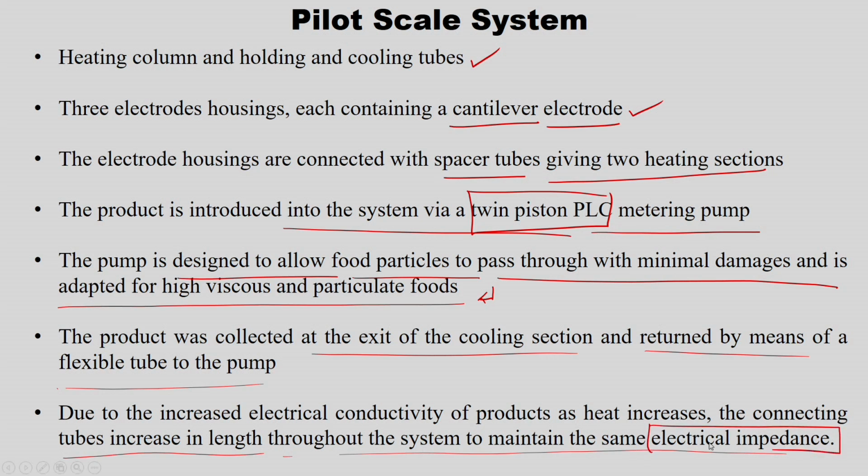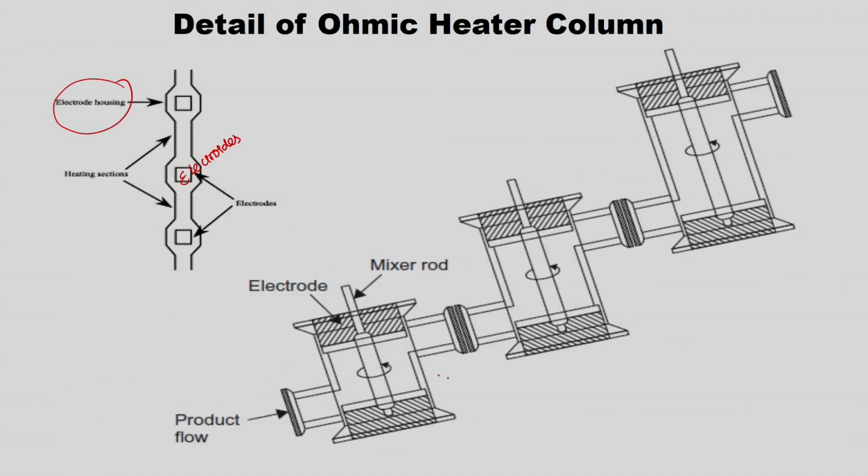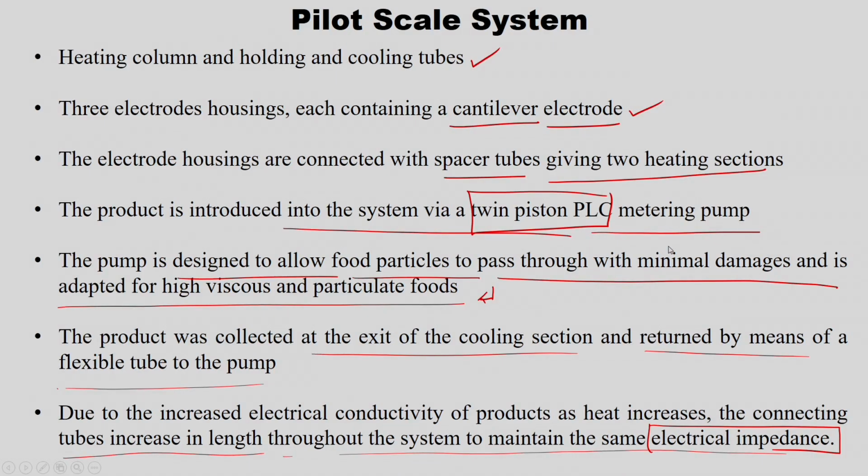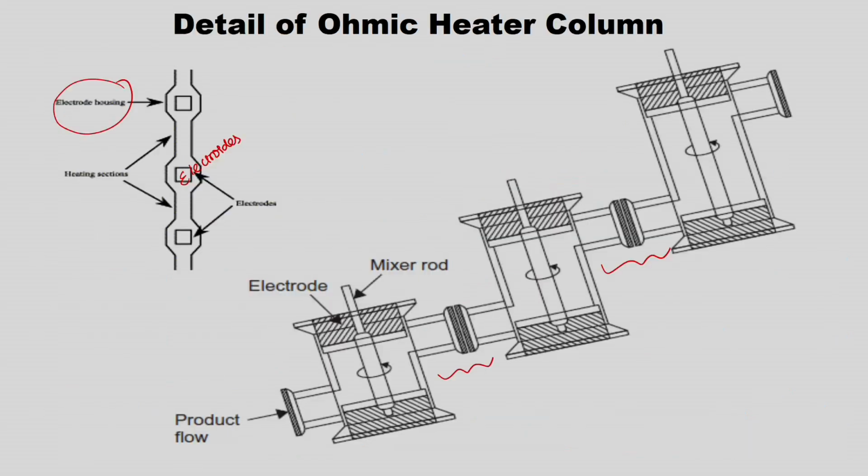So, you must be wondering, why do you have the connecting tubes here, right? So, that is the purpose here. Due to increased electrical conductivity of the products as heat increases, the connecting tube also increases in length throughout the system to maintain the same electrical impedance. So, in all sections the electrical impedance should be the same. This is the same thing we have seen here.